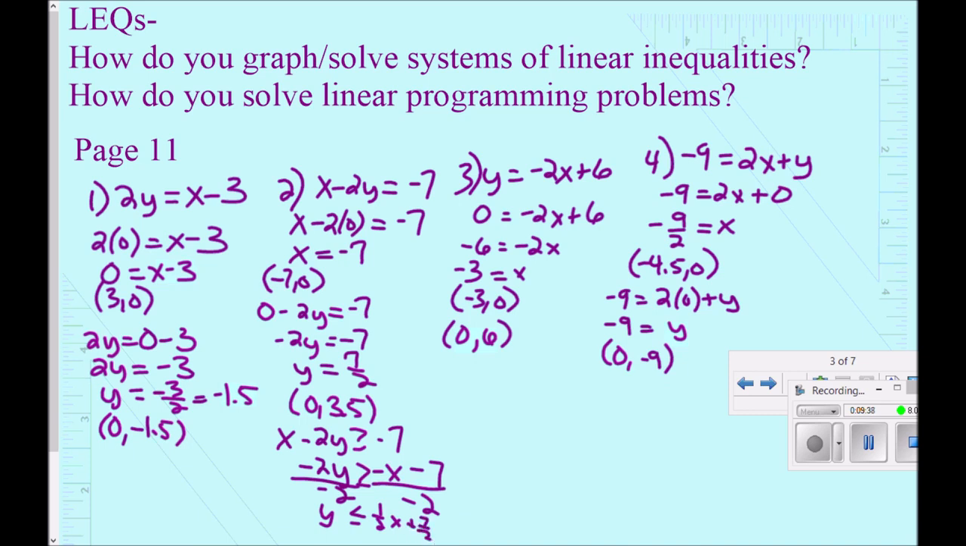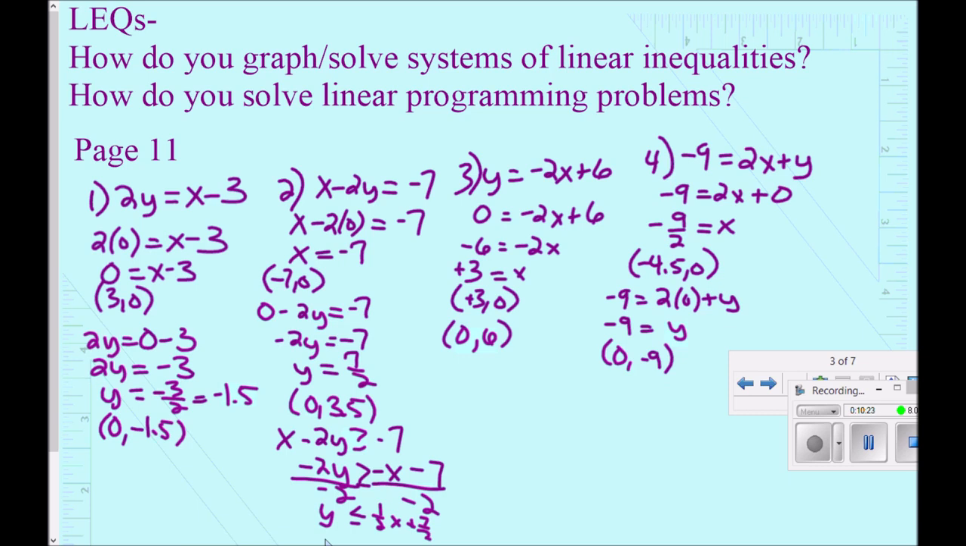Because it's less than or equal to, after I plot these 2 points and draw the line in, I will shade below that line. Next, number 3, the intercepts are, whoops, it looks like this should be a positive 3 because negative 2 times positive 3 is negative 6. So positive 3, 0, and 0, 6 are my x and y intercepts. So go ahead and plot those. And this one already is in y equals form. It's less than or equal to. So after we plot those 2 points and draw the line in, we'll shade below that line.